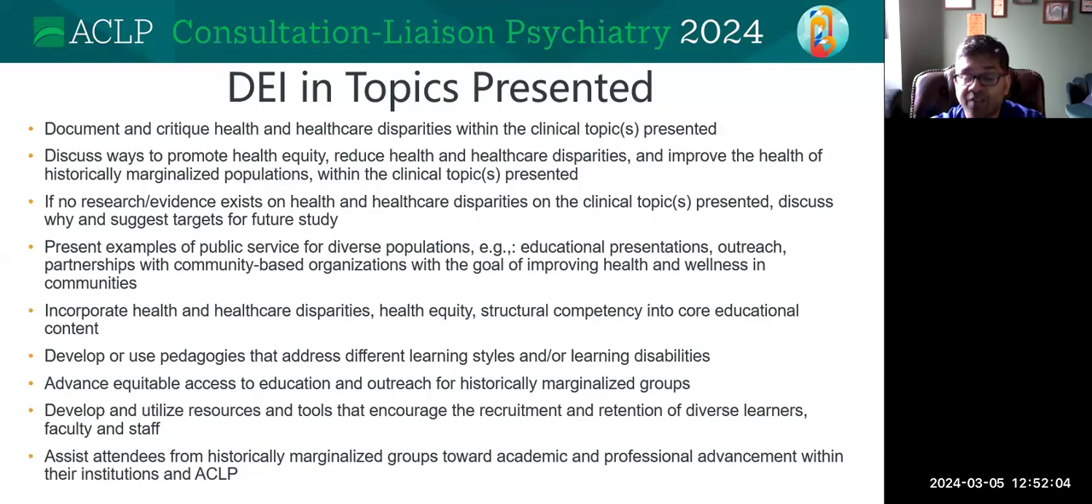Even things like the style of how you teach, developing and using pedagogies that address different learning styles and learning disabilities. For example, maybe we're not all auditory learners. So if you have ways of presenting information from both an auditory and a visual standpoint, that's also embracing DEI. Advancing equitable access to education and outreach for historically marginalized groups. And then developing and utilizing resources and tools that encourage recruitment and retention of diverse learners, faculty, and staff into our amazing field of CL, and how to assist attendees from historically marginalized groups toward academic and professional advancement within their institutions and ACLP. So there are many different ways, just in the information presented, that you can embrace DEI.